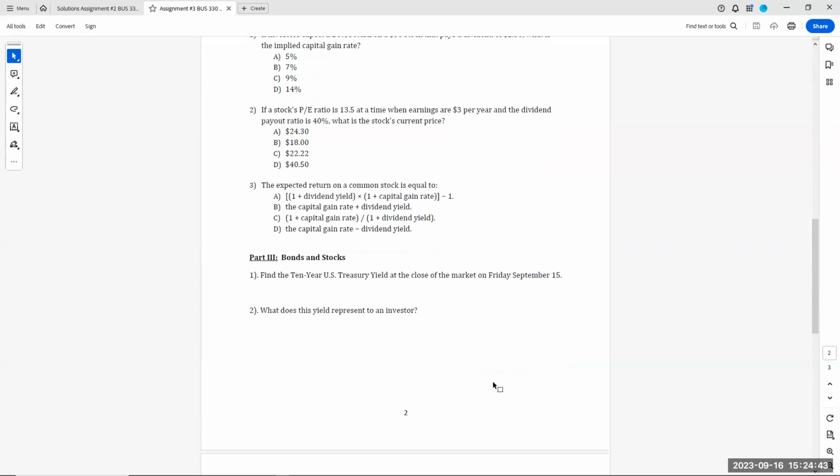As of the close of market yesterday, Friday the 15th, what was the 10-year United States Treasury yield in percent, and what does that yield represent to an investor? A one or two sentence or a paragraph definition of what that Treasury yield represents. So again, this is assignment 3, working over the definitions of key capital components of business finance, stocks, and bonds.